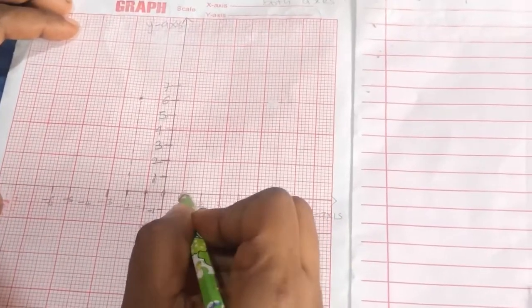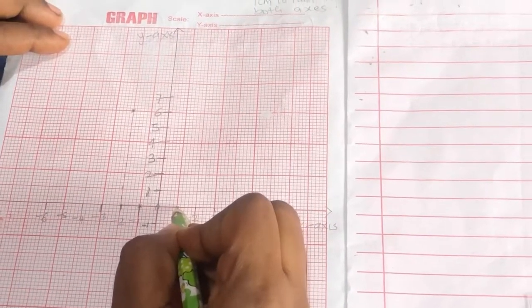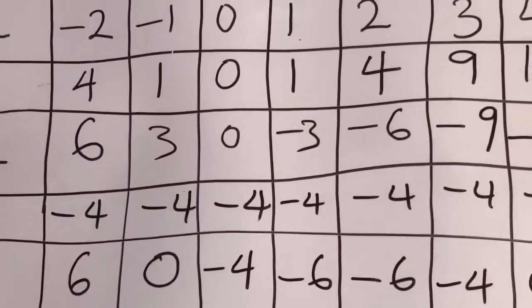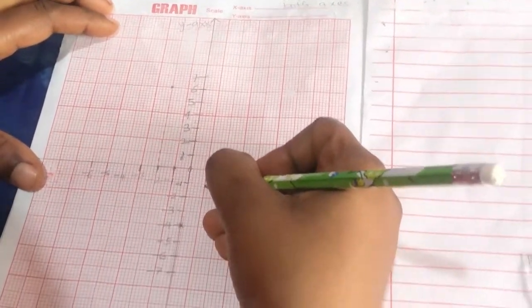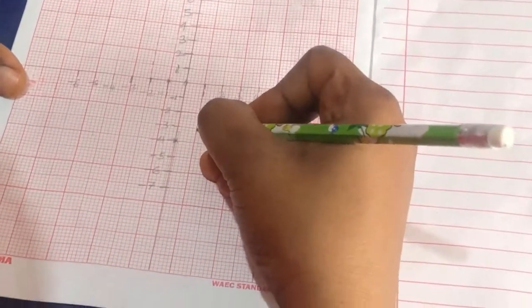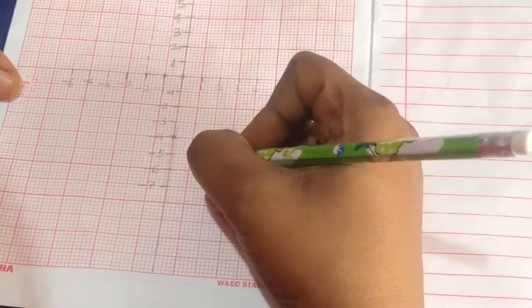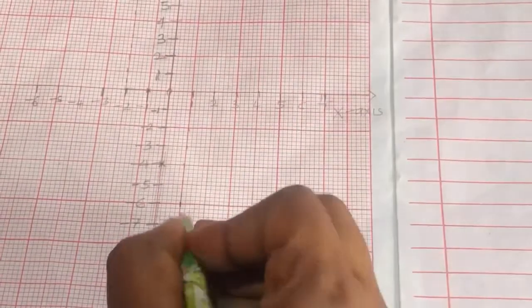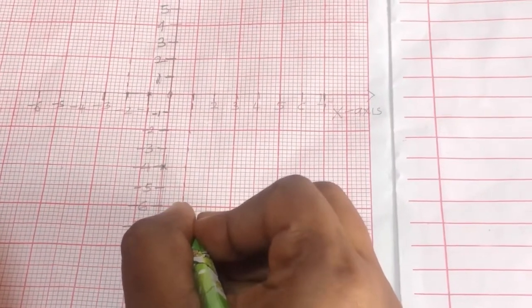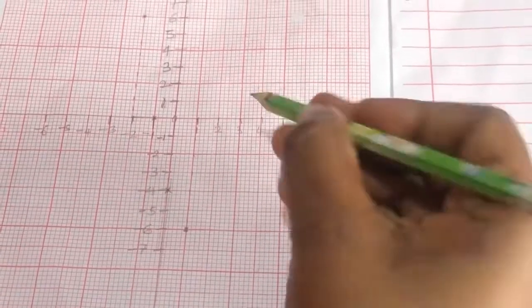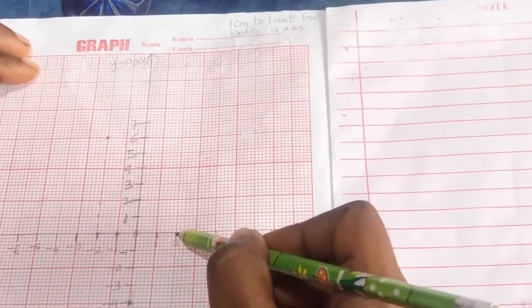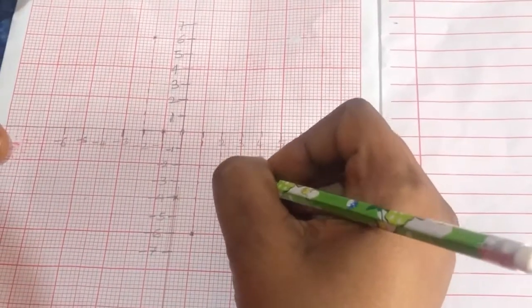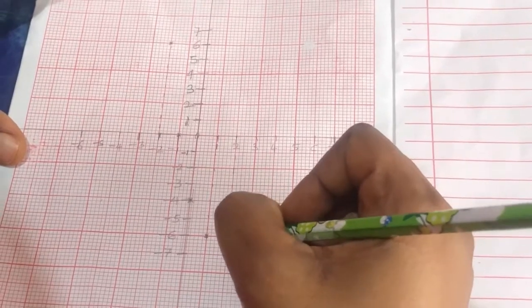X is equal to 1. So here is when x is equal to 1. Y is equal to minus 6. So you place your pencil on x is equal to 1, then you trace it down to meet y when it's equal to minus 6. So here it is, and you asterisk it exactly on that point. Now, when x is equal to 2, y is also minus 6, so you trace it down exactly the same place.